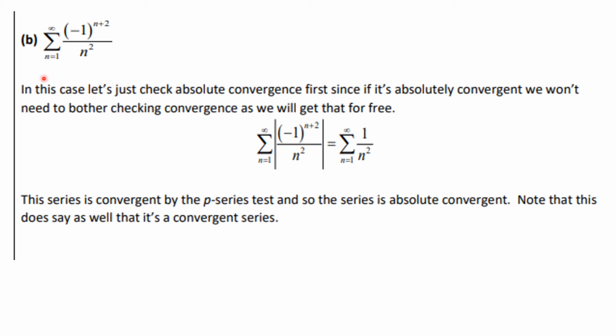Here's the second one, and we can check here that this is absolutely convergent, because if I take the absolute value of this, that will drop out the minus 1, and it'll become 1 over n squared. But this is a p-series with p equal 2, so we know that this converges absolutely, and that means we don't even have to bother checking the convergence because we get that for free. That was a consequence of the theorem that we just proved earlier in this lecture. And we're done with this example.